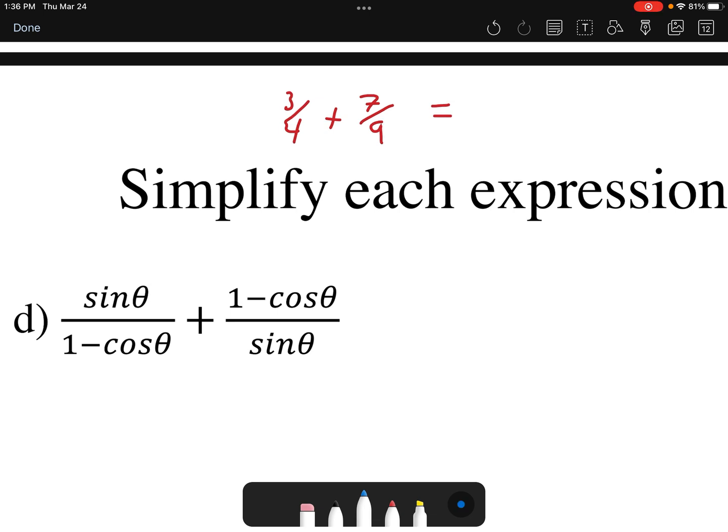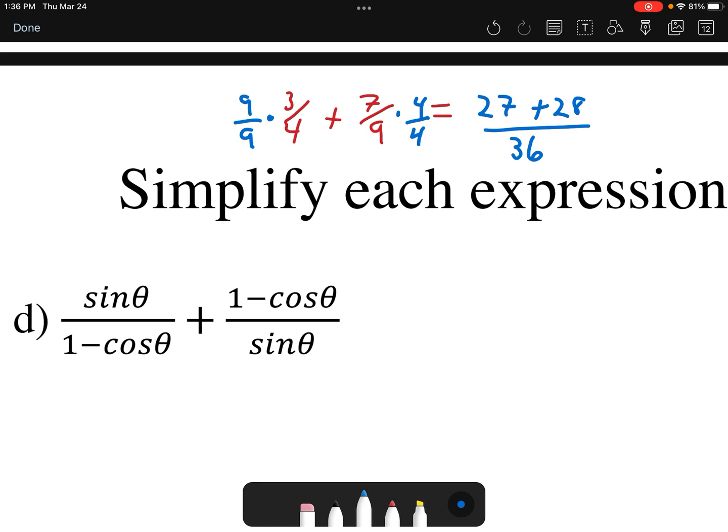Well, if you set a common denominator, you would be correct. Well, I believe that's going to have to be 36 then. So we multiply the numerator and denominator by 9 on the left side and 4 on the right side, and we get 27 plus 28 over 36.